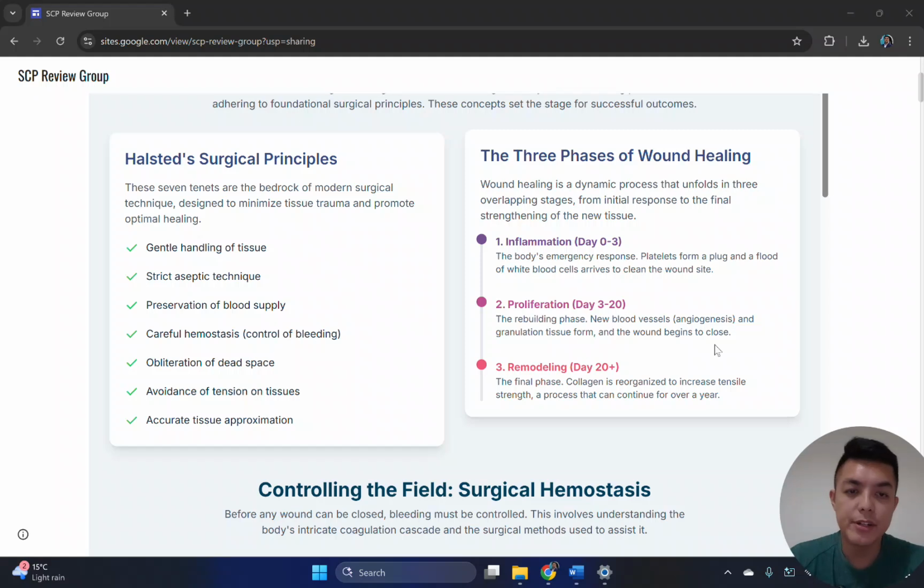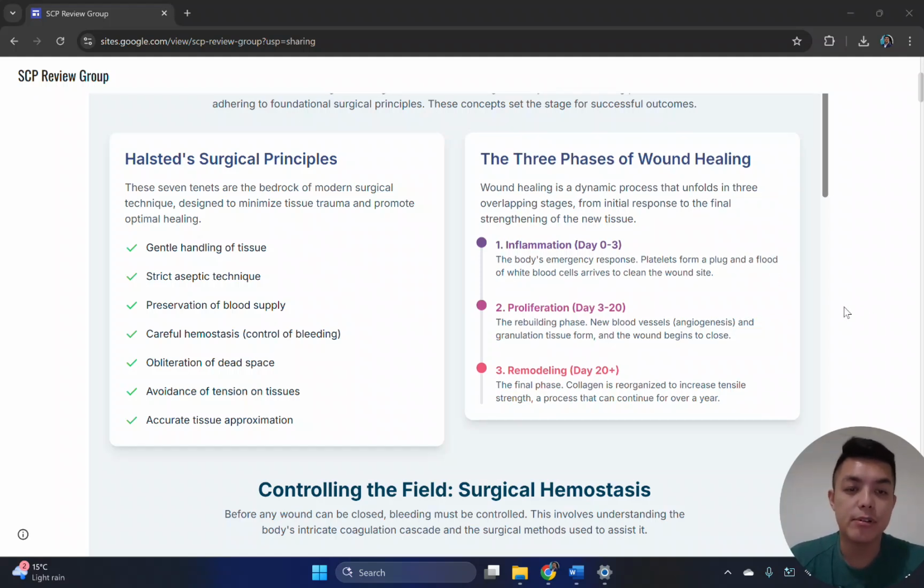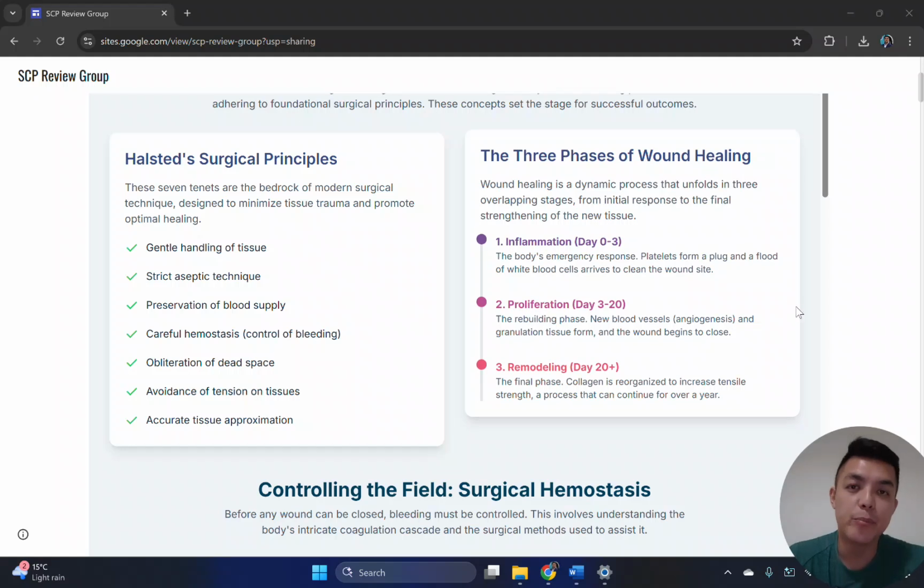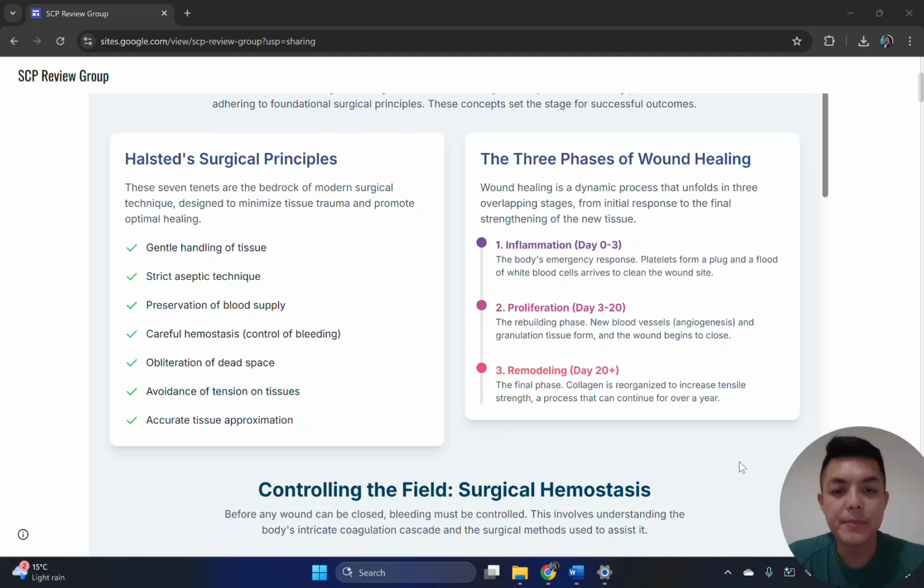Next is proliferation, day 3 to 20. This is the rebuilding phase. New blood vessels, or what we term as angiogenesis, and granulation tissue form. The wound begins to close. And in line with the three phases of wound healing, it will also be mentioned on the intention of wound healing: primary, secondary, and tertiary, which we will discuss later.